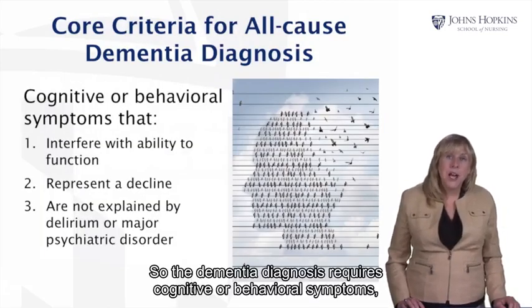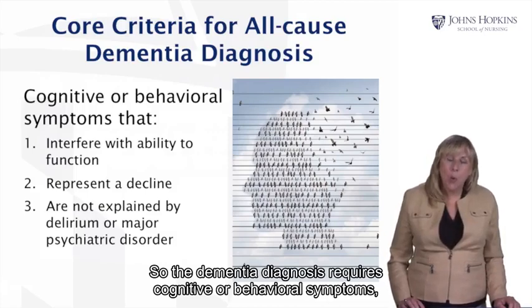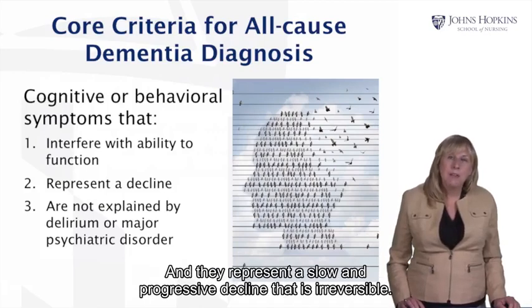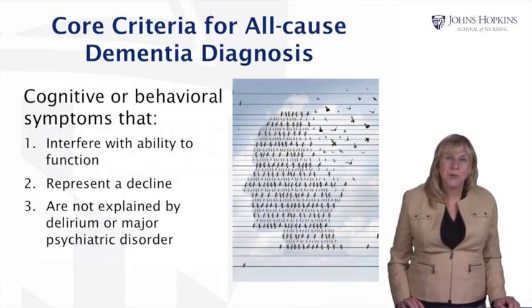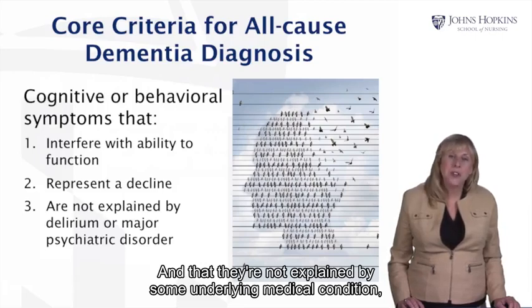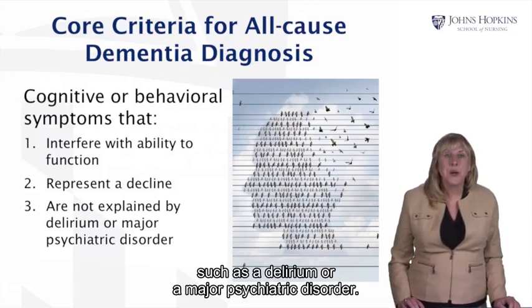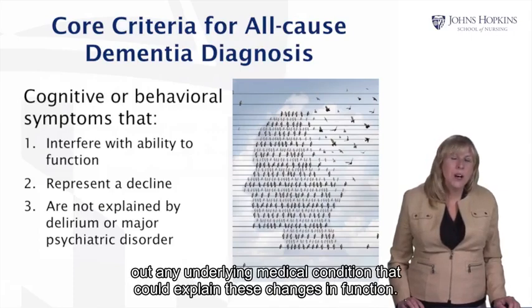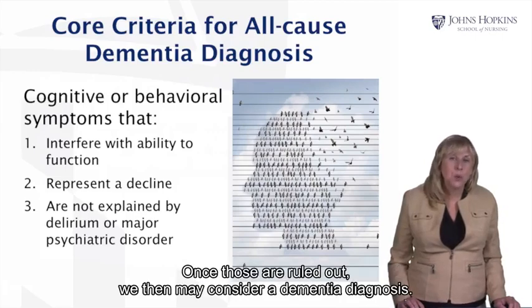So the dementia diagnosis requires cognitive or behavioral symptoms that must interfere with a person's ability to function in everyday life. And they represent a slow and progressive decline that is irreversible, and that they're not explained by some underlying medical condition, such as a delirium or a major psychiatric disorder. And so usually in the diagnostic process, we do some lab work to rule out any underlying medical condition that could explain these changes in function. Once those are ruled out, we then may consider a dementia diagnosis.